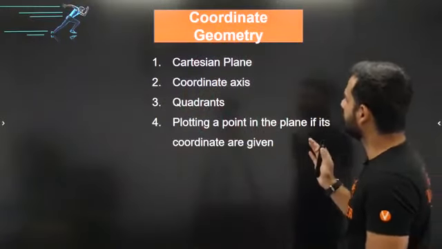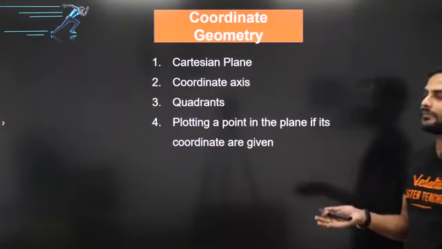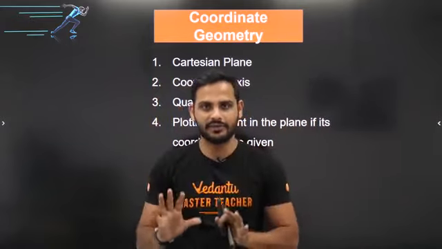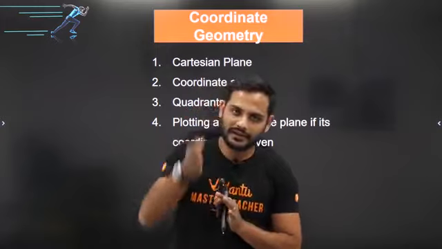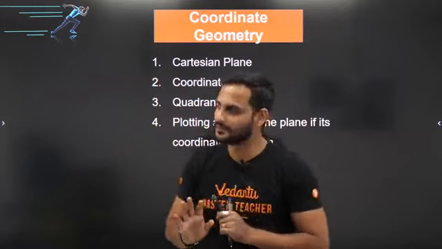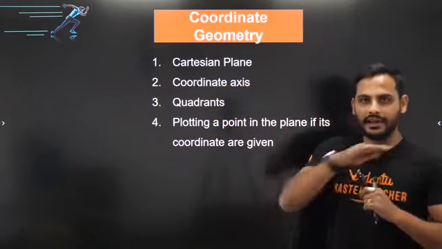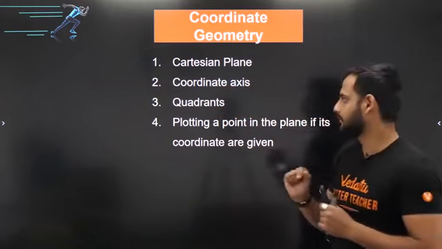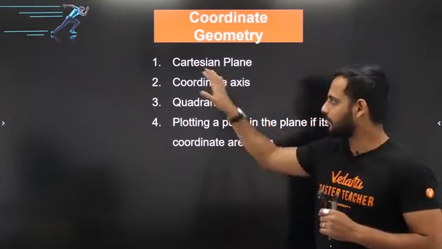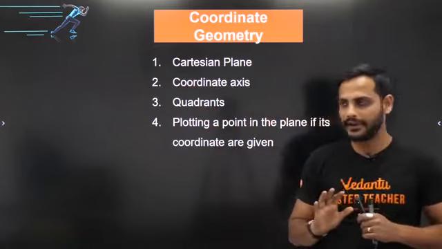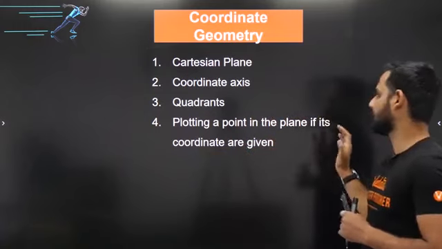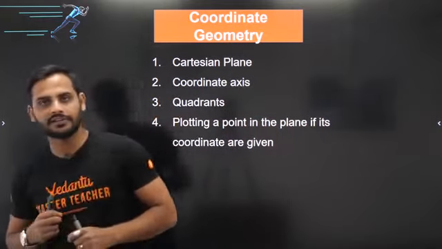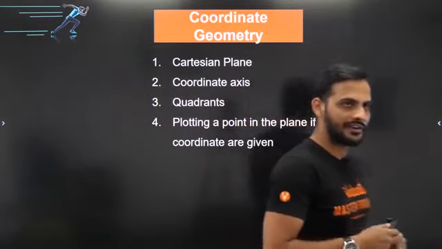So today in this coordinate geometry, you have the topics about Cartesian plane. Cartesian plane is nothing but this x and y plane. It's a very hi-fi name, nothing else. The x and y plane which you draw is called Cartesian plane. Then coordinate axis, so x axis and y axis. Intersection point of the axes is the origin. There are 4 quadrants: 1, 2, 3, 4. And then plotting a point in the plane if its coordinates are given. So these are the 4 major topics. Very easy chapter, so we'll be solving all the hot type of questions here as well.